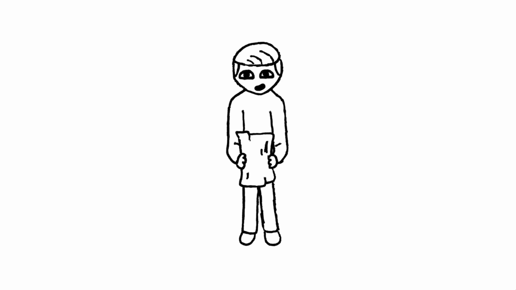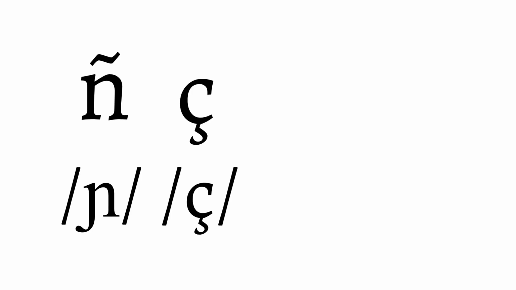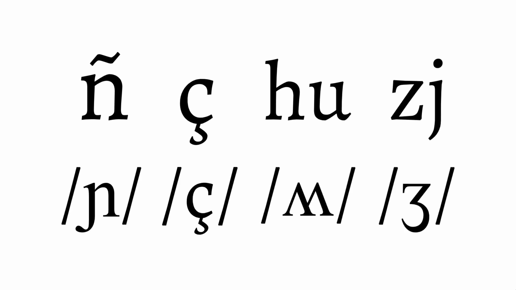I'm kidding about using a Russian letter. I hope you haven't clicked off yet, because I'm just going to use a plain old J for the J sound. It makes sense since we put an H in front of the J for ch, right? And one last thing. N with a tilde for the ny sound, cedilla C for the sh sound, HU for the h sound, and ZJ for the j sound, because I really like all of those sounds.